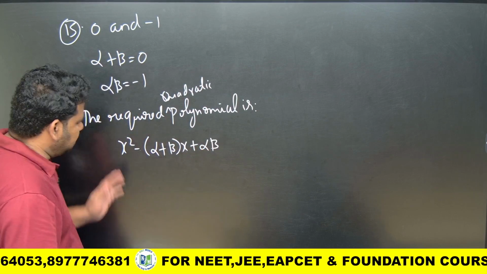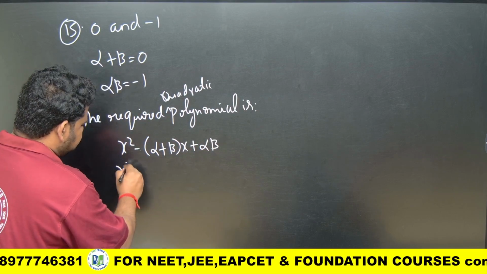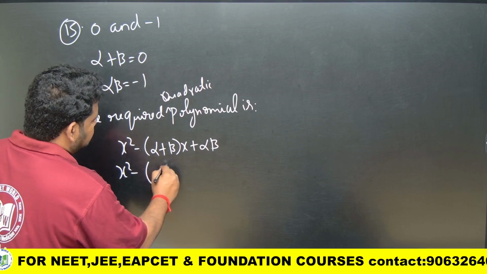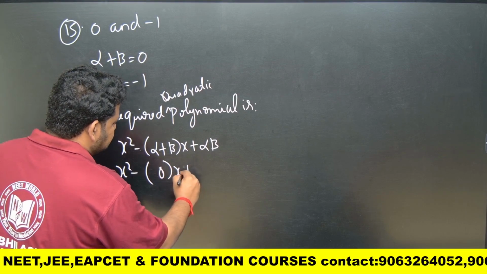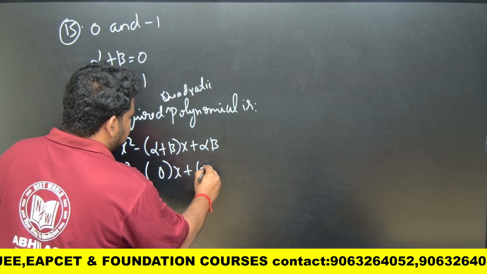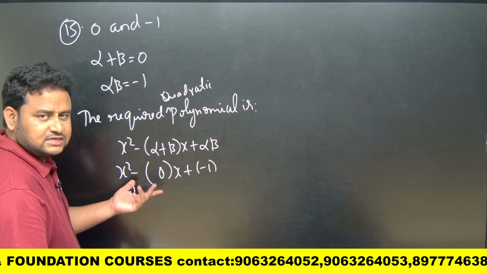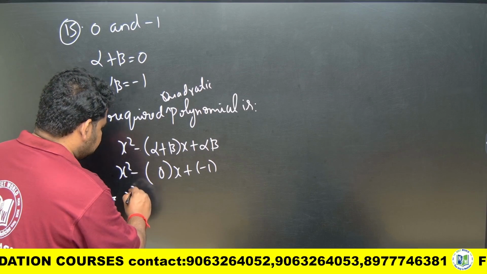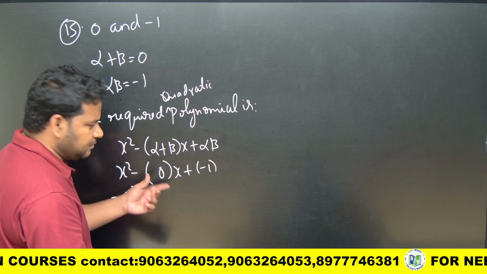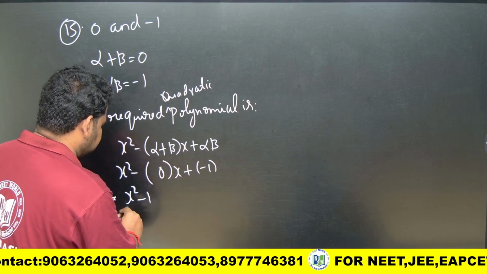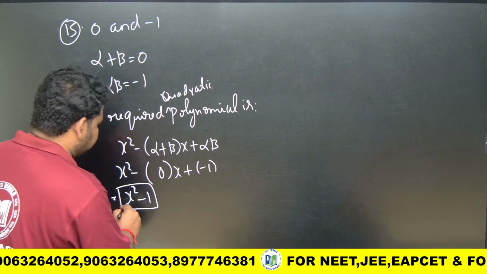Now if I substitute the values, that is what? X square minus, alpha plus beta is what? 0. 0 times x plus alpha beta is what? Minus 1. Okay, this becomes what, friends? This becomes x square. 0x means it is nothing, so need not write it. Plus into minus is minus. So it becomes x square minus 1. So this is the quadratic polynomial we have.